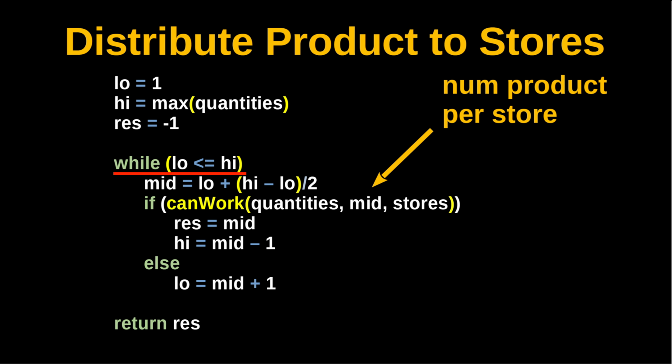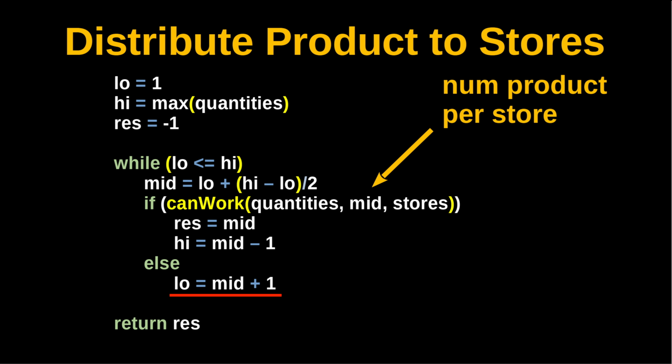So while low is less than or equal to high, we're going to get the mid value. The mid value will be the number of products that we're going to distribute to each store. And we're going to test this mid value, the number of products per store, whether that works using this canWork function. In addition to the mid value, we are also passing in the quantities array and the number of stores that are given to us. If this does work, then we're going to assign the mid value to be the response parameter, and we're going to set the high to mid -1 because we want to see if we can find another lower value.